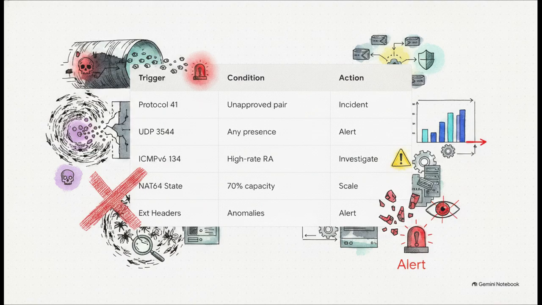You'll also want to watch for high-rate ICMPv6 Type 134 events. Those are router advertisement floods, and they're a huge red flag for a denial-of-service attack or a rogue router trying to hijack your traffic. And operationally, just keep an eye on your NAT64 state tables. Once they hit about 70% capacity, take that as your cue to preemptively scale up before you start dropping legitimate user traffic. Same goes for unusual extension header configurations: log them, alert on them, and investigate.